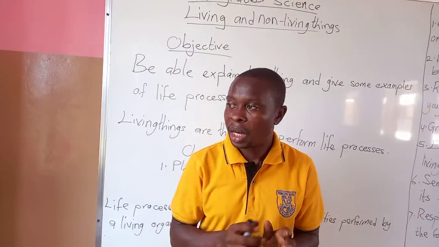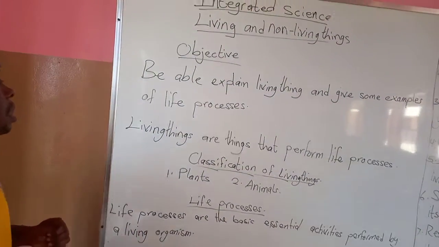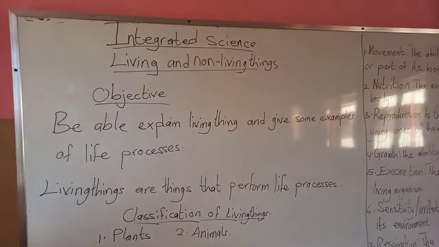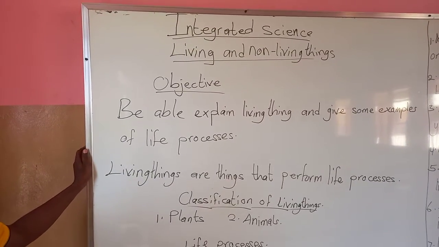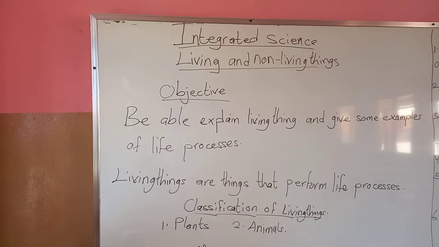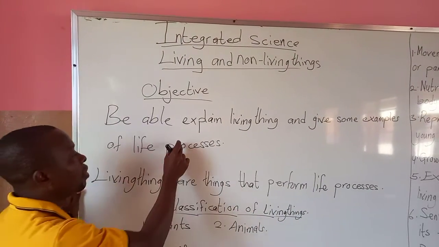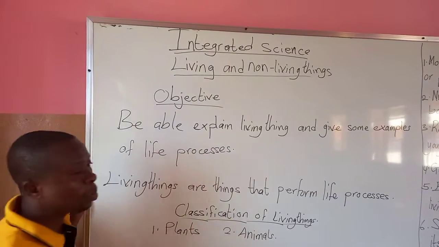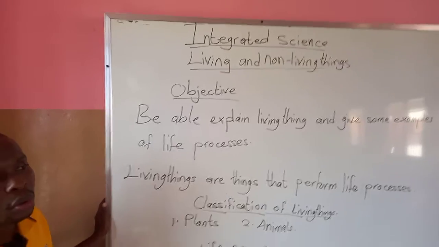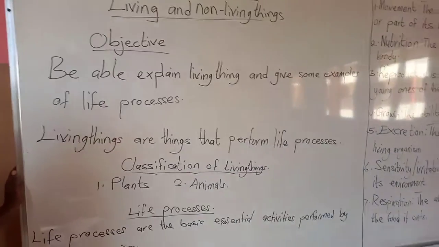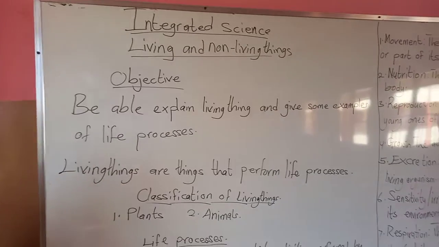Before we continue, let's look at the objectives. At the end of the lesson, we should be able to explain what a living thing is, then give some examples of life processes. Very good. Now let's continue.